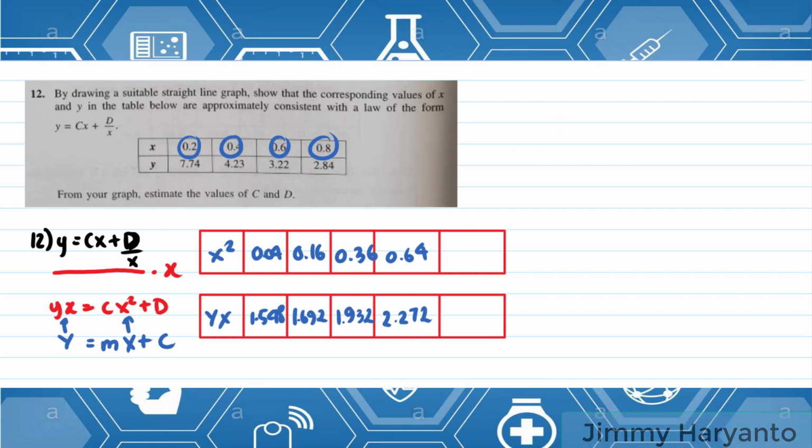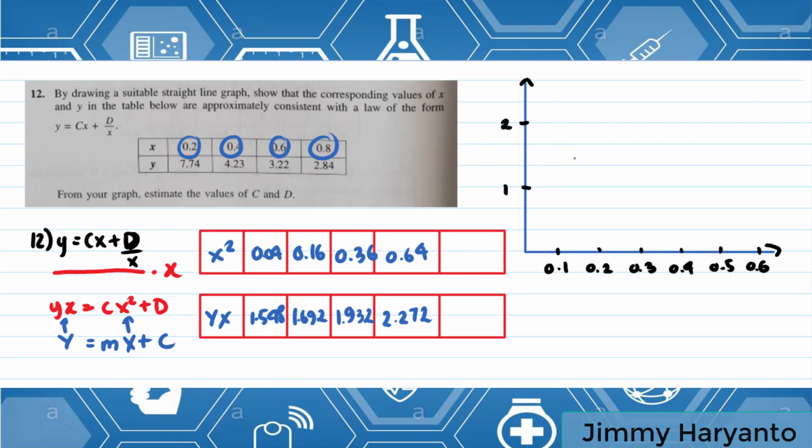And then we will have to draw the graph. The axis should be like this, and remember, you have to plot yx for the y-axis and x squared for the x-axis. So let's plot the first point. The first point is 0.04 and 1.5. And then 0.16 and 1.7. 1.7 maybe right here.